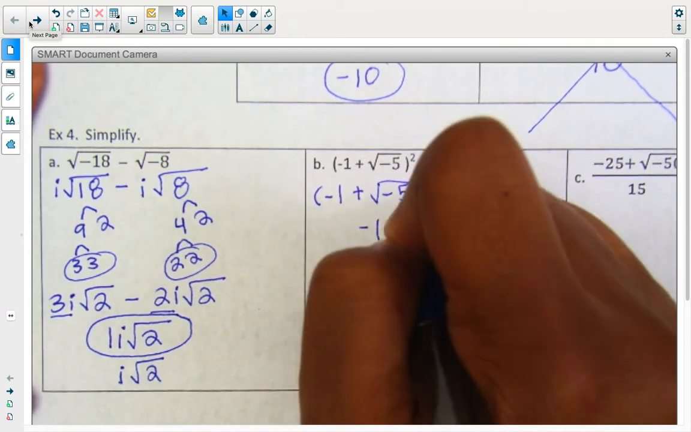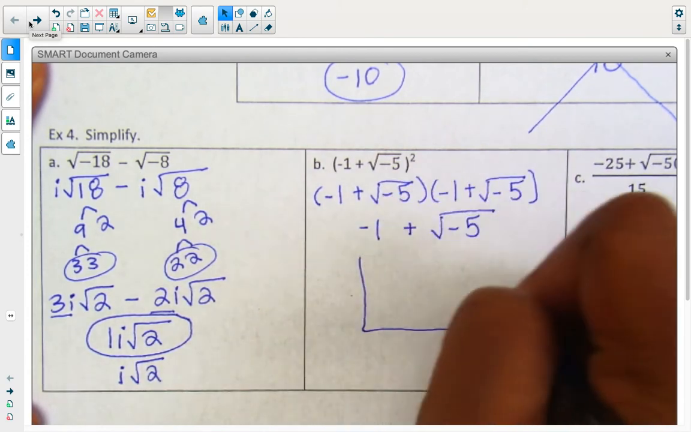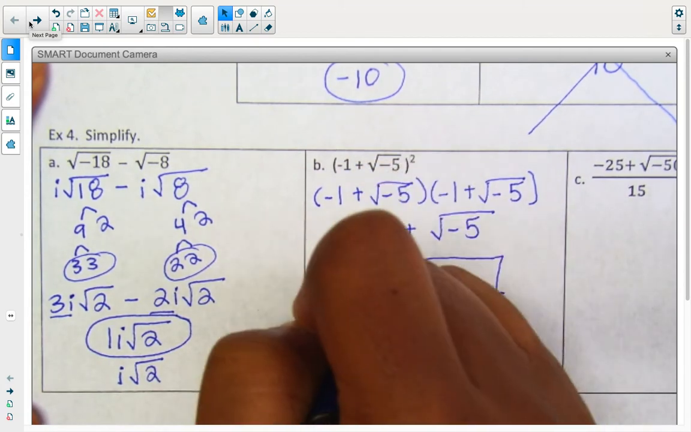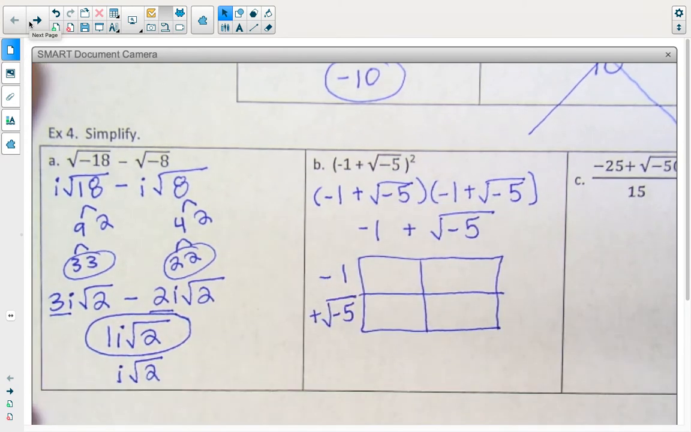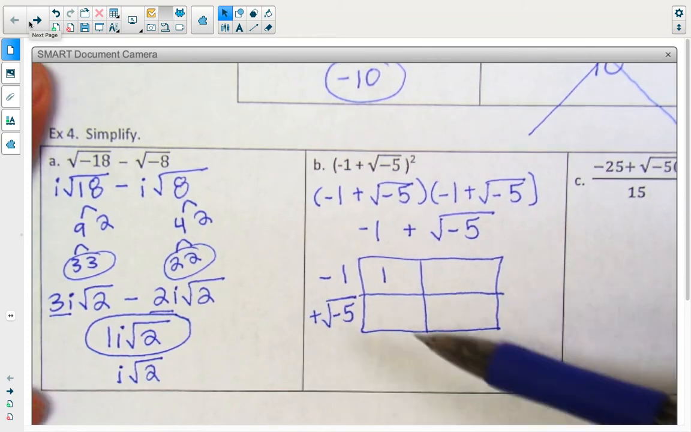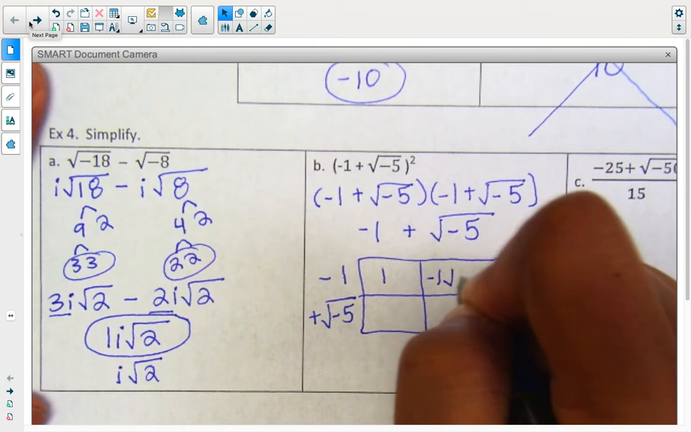So negative 1 plus square root of negative 5. Set up my box. And negative 1 plus square root of negative 5. Okay, giving you a chance to copy and catch up there. And we're going to go through and multiply. All right, negative 1 times negative 1 gives us 1. Negative 1 times this is going to give me negative 1 square root of negative 5.